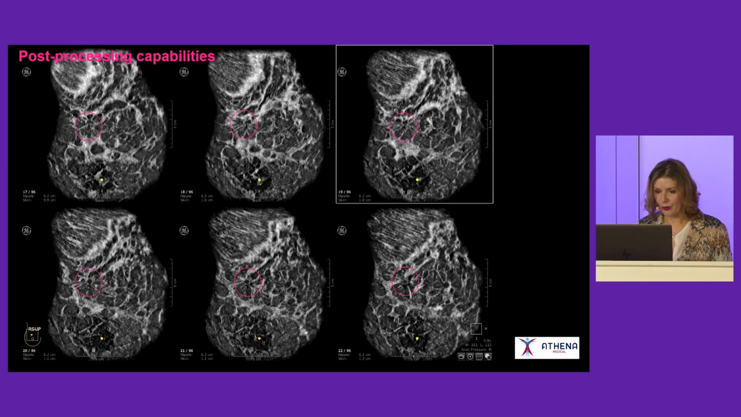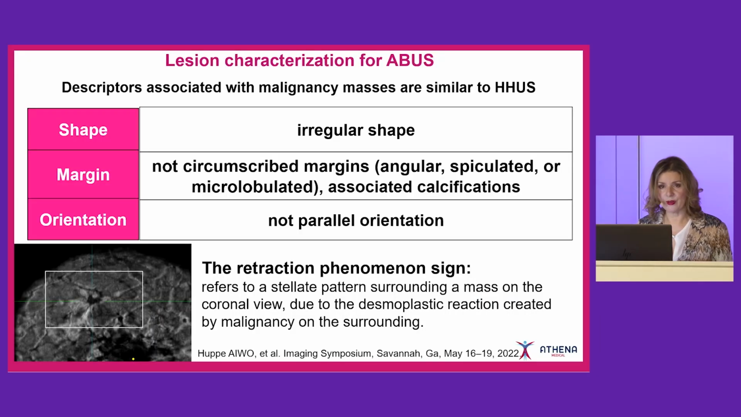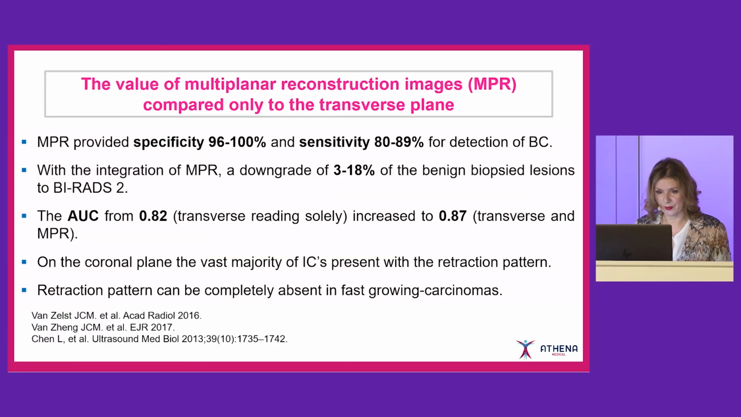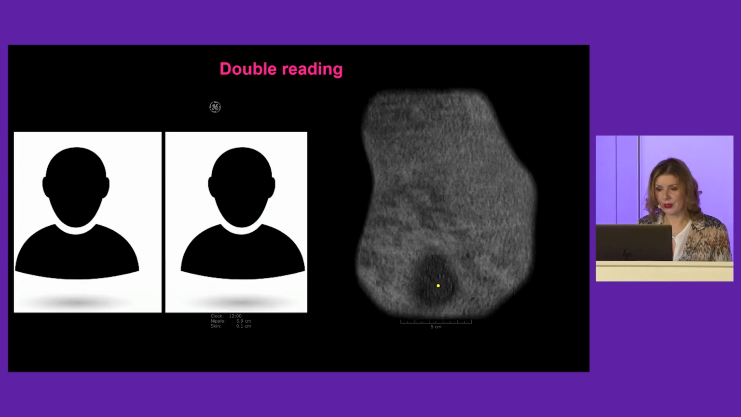And the coronal plane has been very helpful because we have introduced a new descriptor called the retraction phenomenon sign. It is something very similar to the architectural distortion or stellate lesions that we have been recognizing with tomosynthesis. There's great value in the coronal plane. It is very unique because it helps us improve our specificity and also our sensitivity. Studies have shown that the integration of multiplanar views helps us downgrade 3 to 18% of benign biopsy lesions.